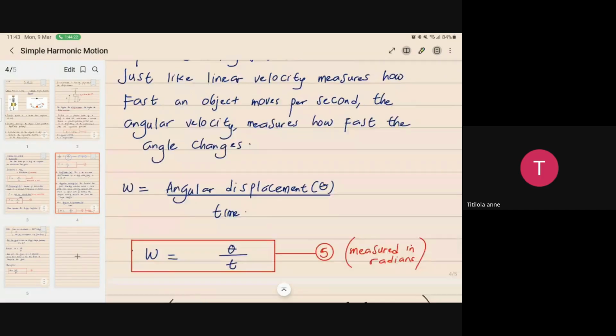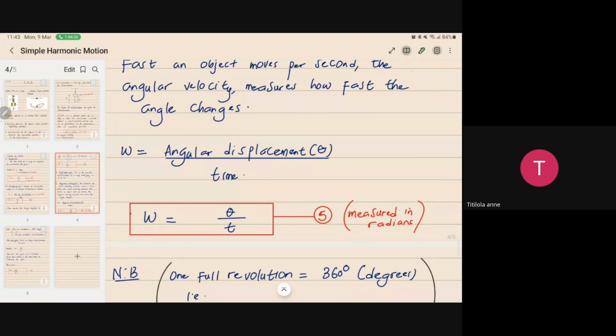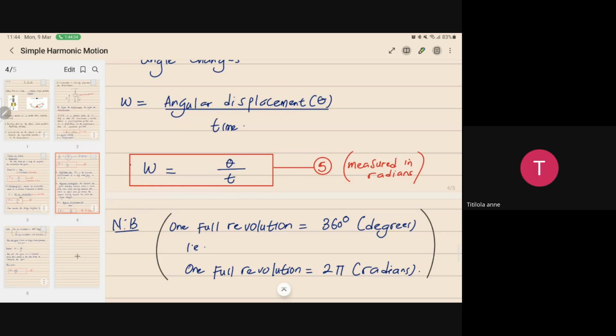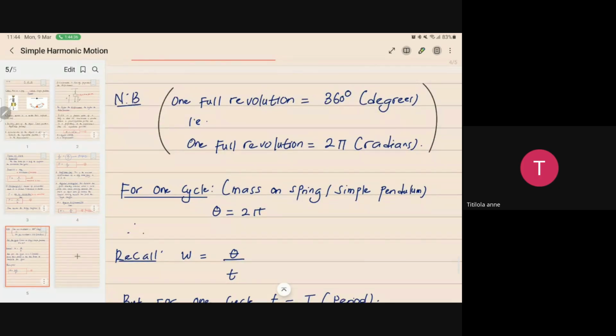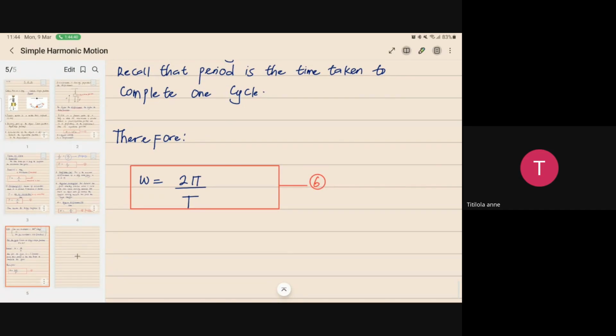No, the equation for amplitude is this one, actually. Angular displacement over time, that's the fifth one, measured in radians. Then I broke down that this same angular displacement, when you have completed one cycle, the angular velocity now reduces to equation number 6.